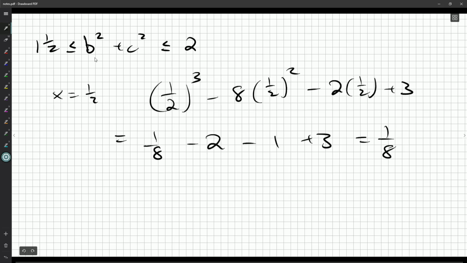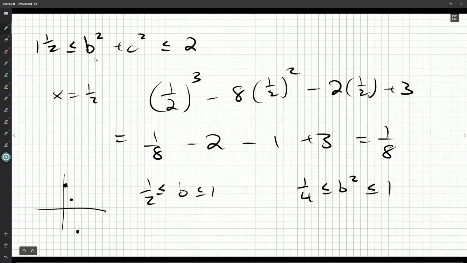Okay, so looking at our picture, we start up at 3, we go down to 1/8, and then we're all the way down to negative 6. So B is between 1 and a half, and so B squared is between a quarter and 1. You can see this isn't refining things that much.